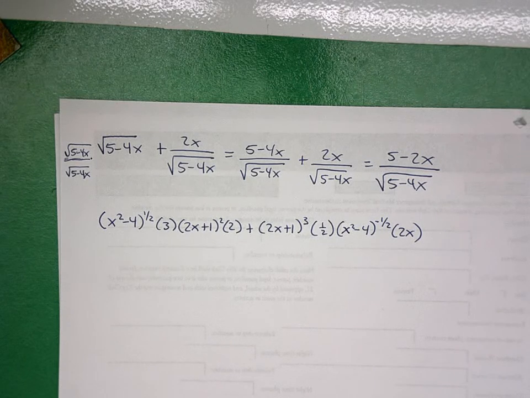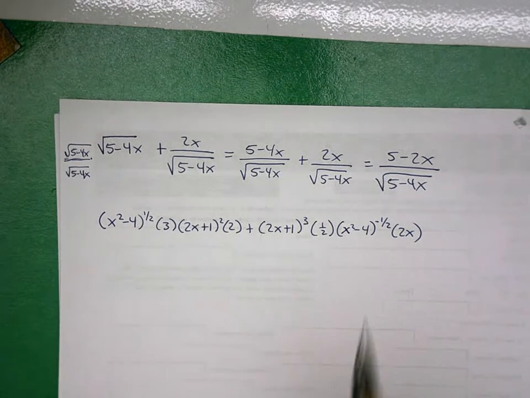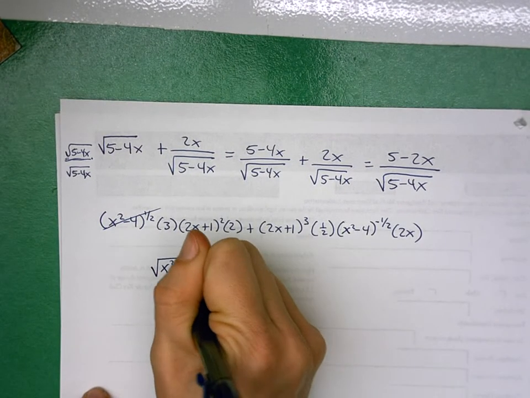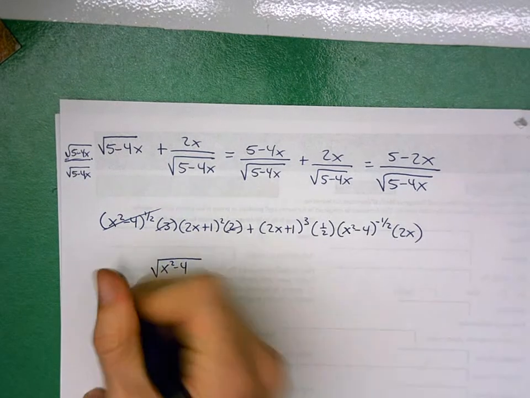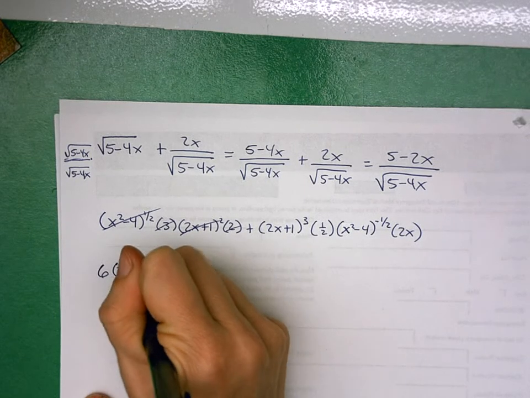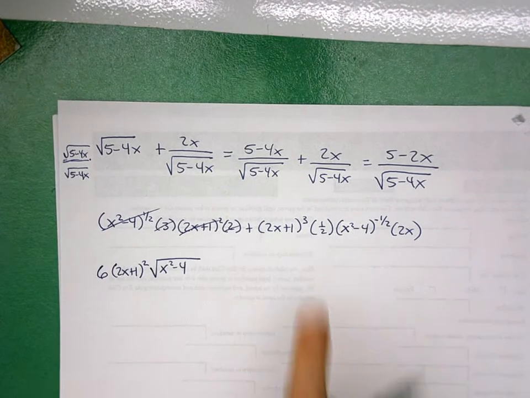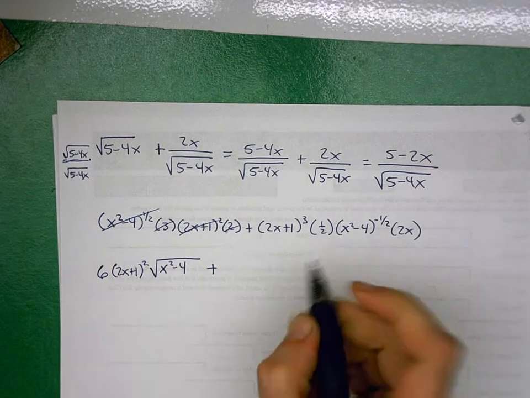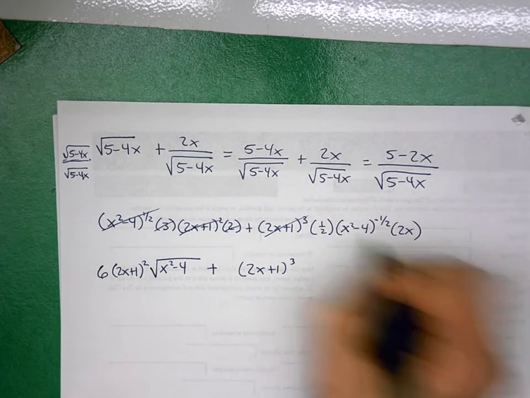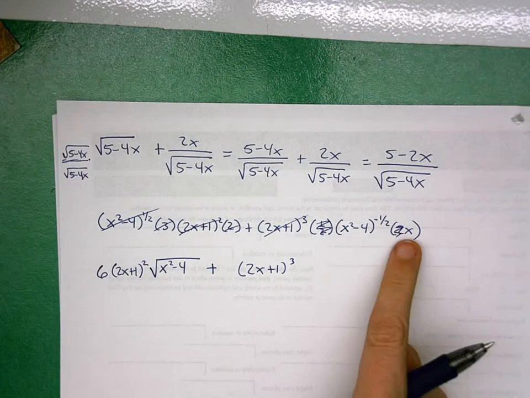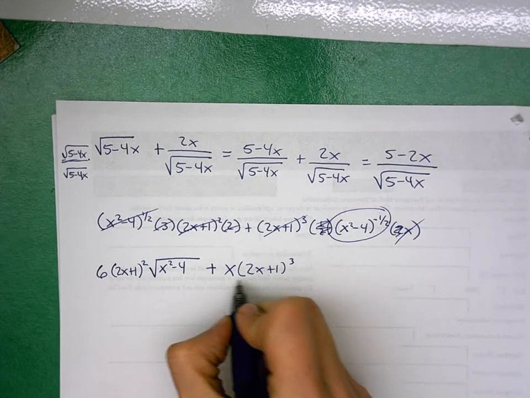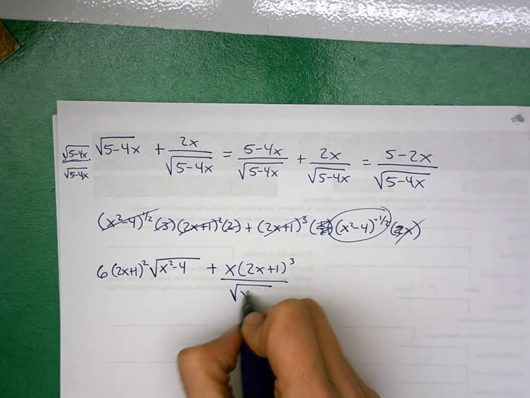Okay, so here we go. Rewriting this one, we have our root x squared minus 4. We have our 3 times 2, which is 6, and our 2x plus 1 quantity squared. Back here, we have plus our 2x plus 1 quantity cubed. The 1/2 and the 2 will cancel, which will leave me with just the x. And a negative, remember, drops it to the bottom, and so we would have our root x squared minus 4.